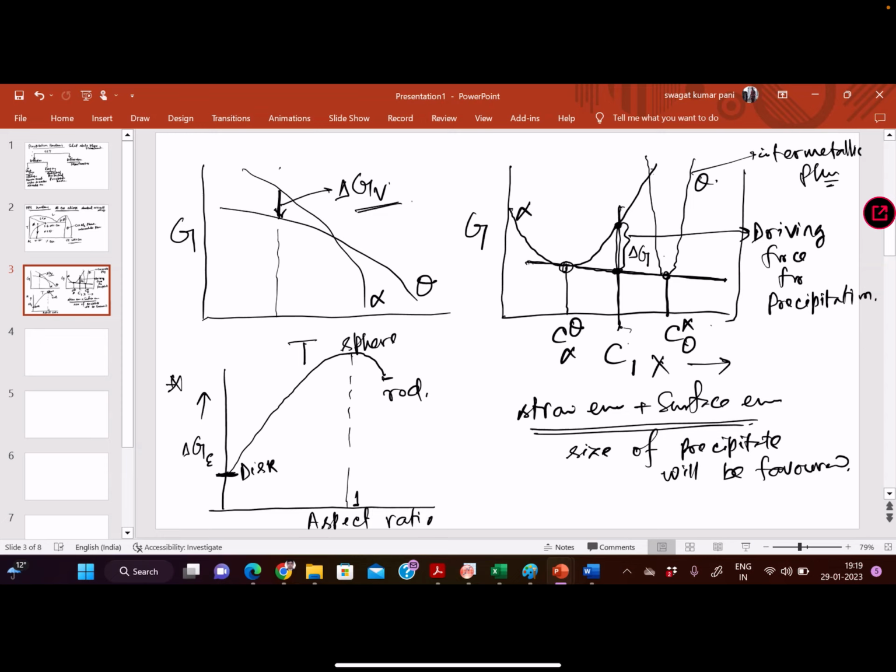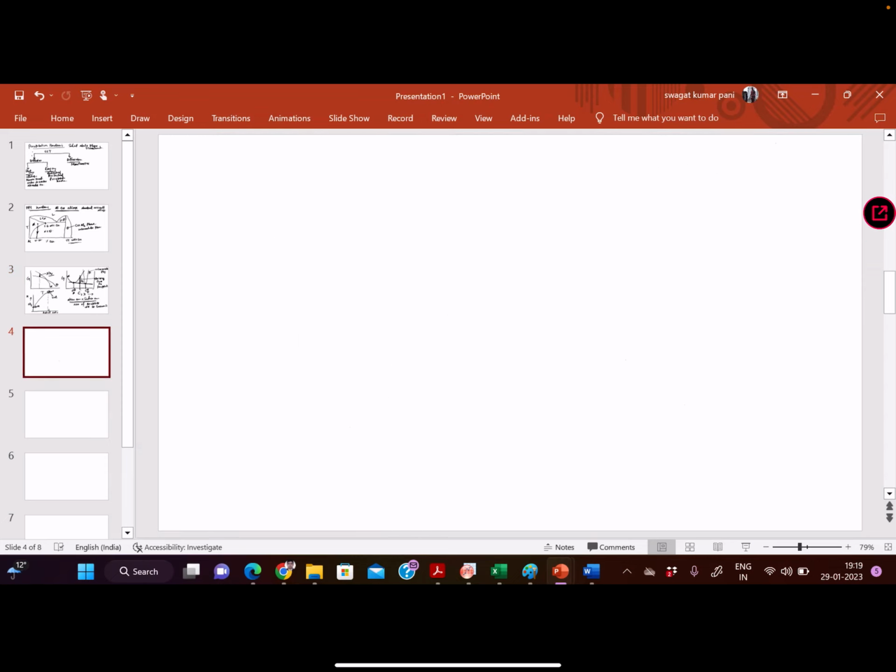Okay, so in this aluminum copper system, we generally get GP zones, which are copper rich clusters, and the shape is plate like.